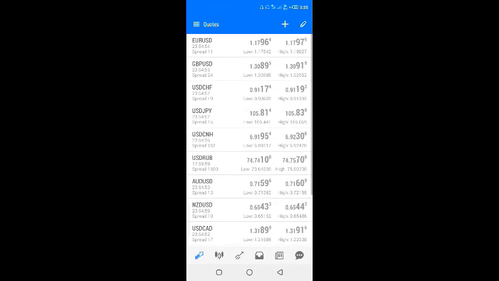So today is weekend, and we can't show an example of a trade, but we are going to show an example of a trade and how your spread affects every trade or every order that you place.